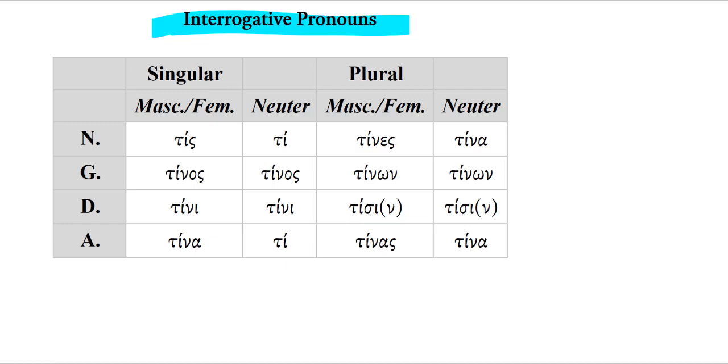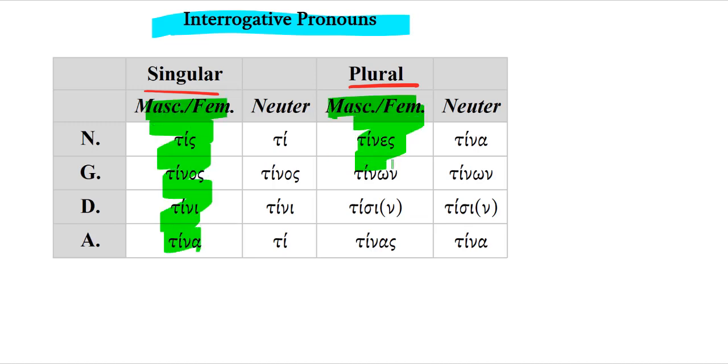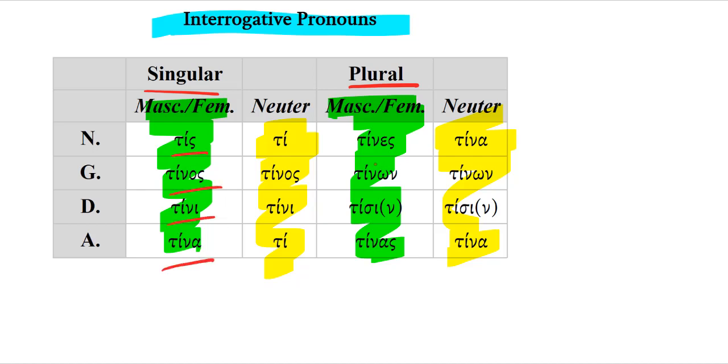So you'll notice here we have the singular forms and the plural forms, right? And I want you to notice that we have a masculine/feminine form, and then we have a neuter form. So how would these be translated? Who, whose, to or for whom. Plural the same. Who, whose, to or for whom. For the neuter, it would be like what, of what, to or for what. The plural is the same. What, of what, to or for what.